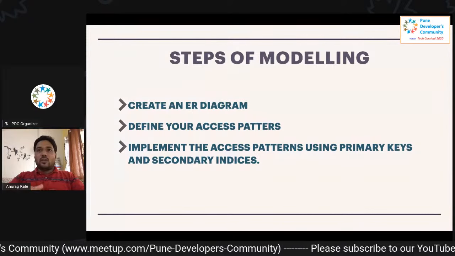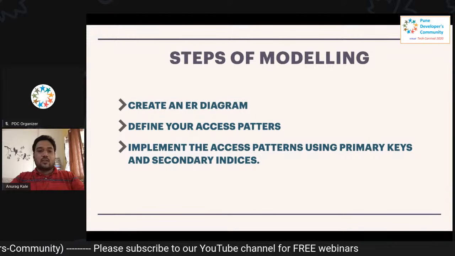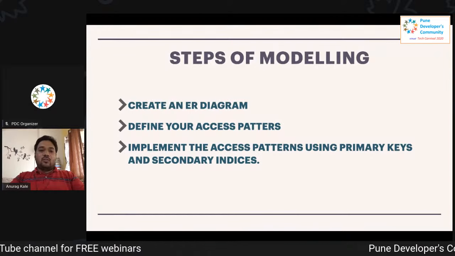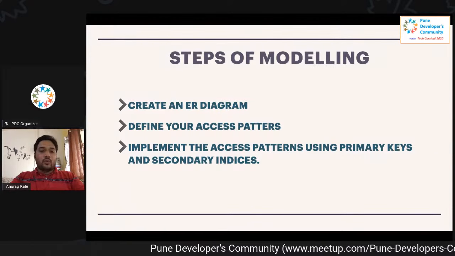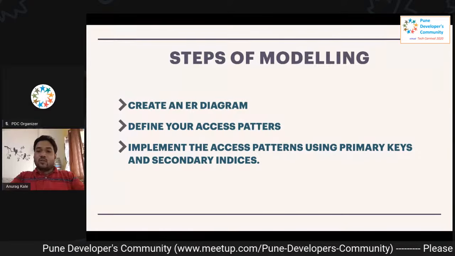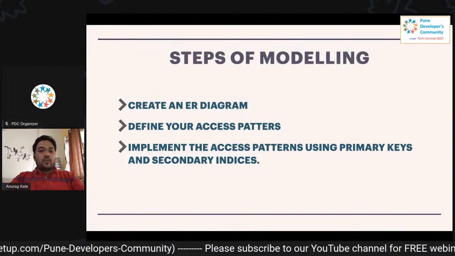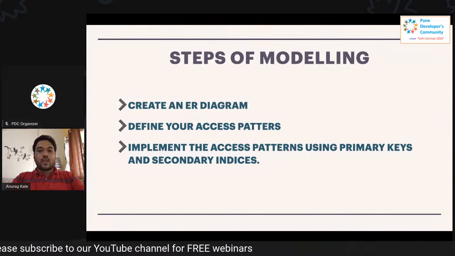Then you need to sit with your product manager, project manager, or business analyst, or whoever the stakeholders are, and carefully write down all the operations that you are going to do on top of each entity. This is a very crucial step to identify the access pattern. And then you have to implement these access patterns using primary keys and secondary indexes.